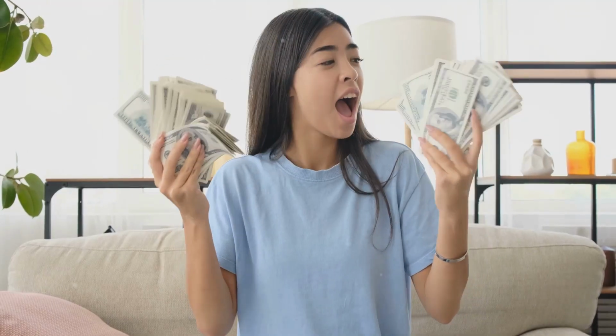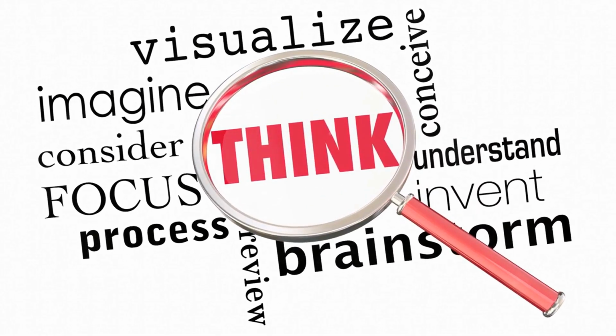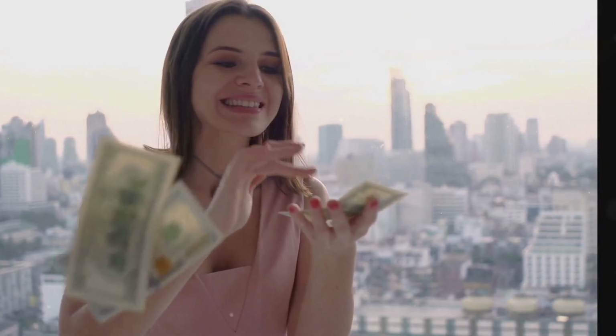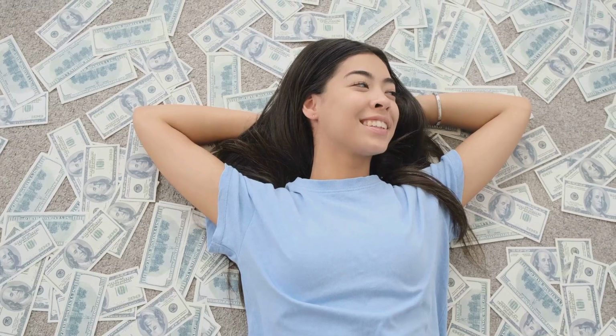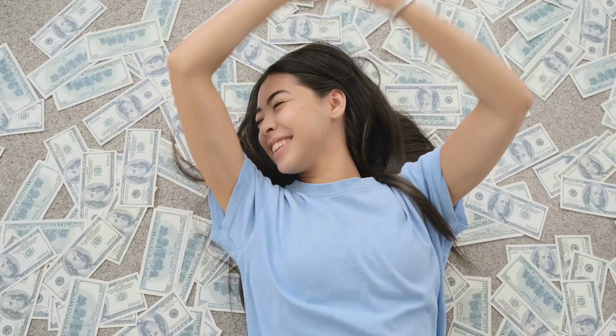Step 7. Visualize your success. Visualization is a powerful technique to align your vibrations with your goals. Daily visualization. Spend a few minutes each day visualizing the life you want. Imagine having the amount of money you desire and living the lifestyle that comes with it.